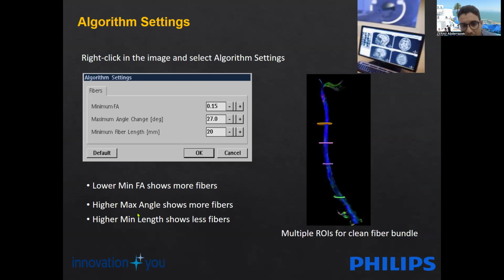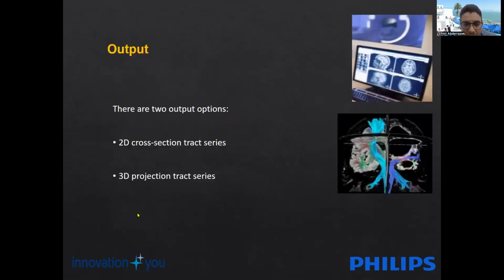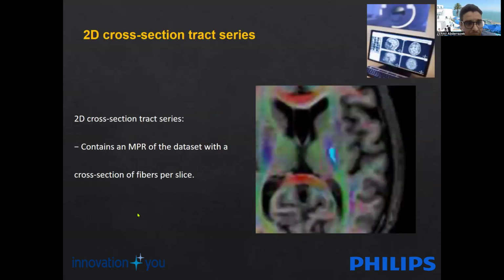Here we can see different arrays that we can use. It's dependent on you, just when you use 2 or 3 or 4 bundles. The output, there are 2 outputs, the 2D cross-section and projection track series. The 2D cross-section track contains a reconstruction of the dataset with a cross-section of fiber per slice. So you can use different fibers, or you can use different slices, and there is a reconstruction of this fiber.